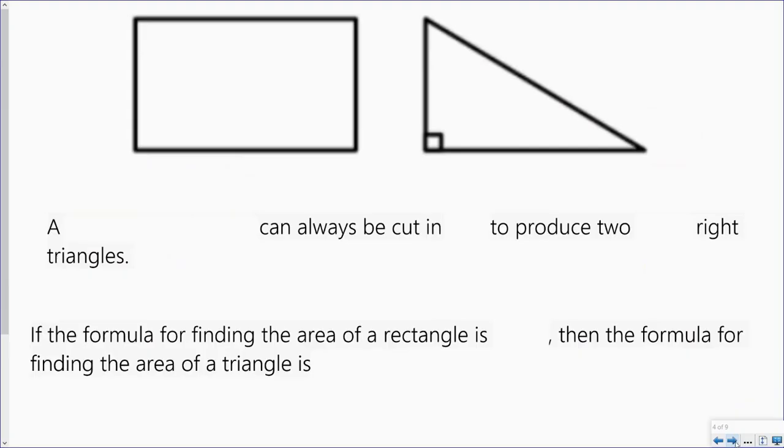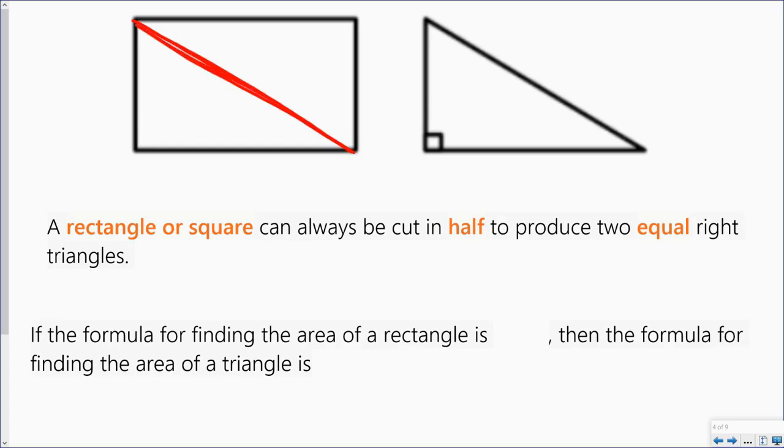So let's talk a little bit about the relationship between triangles and rectangles or squares. A rectangle or square can always be cut in half to produce two equal right triangles. So again, if I cut right here, I have one triangle here and a second triangle here.